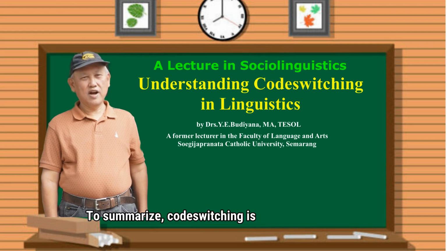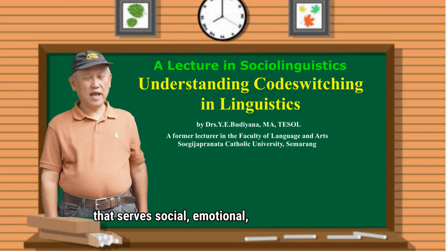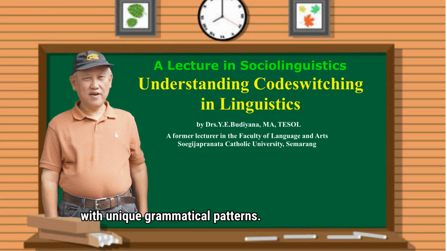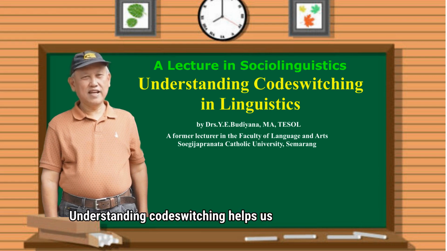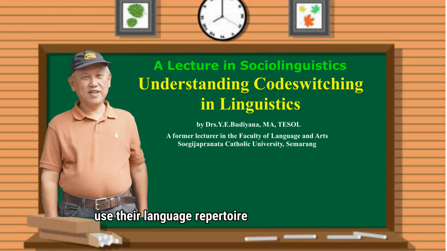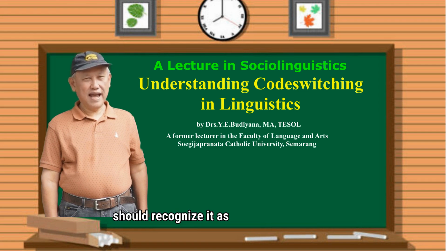Conclusion and implications. To summarize, code switching is a dynamic linguistic resource that serves social, emotional, and communicative functions. It occurs in various forms: intersentential, intrasentential, and tag switching, each with unique grammatical patterns. Understanding code switching helps us appreciate how bilinguals creatively use their language repertoire to connect, express, and navigate complex social worlds. Rather than viewing it as a deficit, we should recognize it as a mark of linguistic agility.